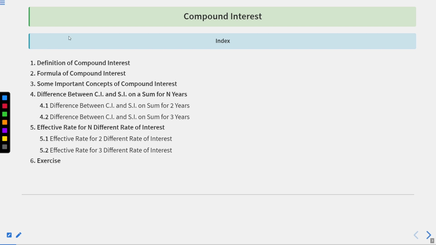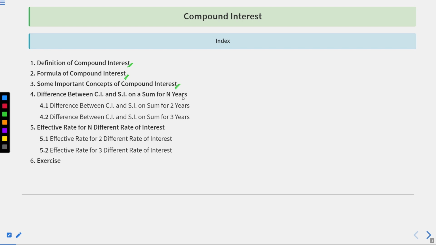In this lecture, we are going to start with the definition of compound interest in the first section. And then we will study the formula to compute compound interest and we will see some examples as well. And then we will see some important concepts of compound interest.